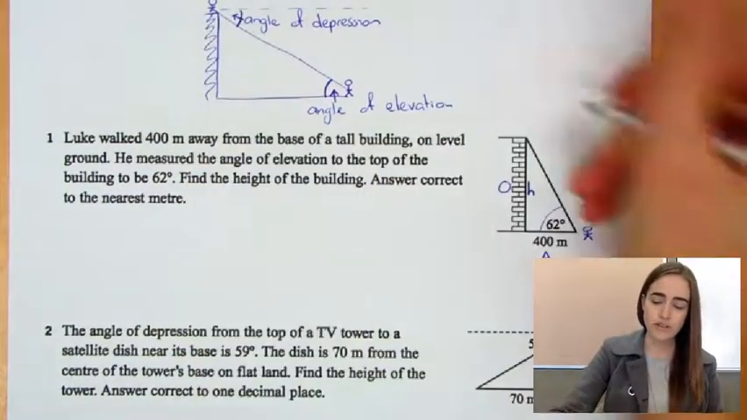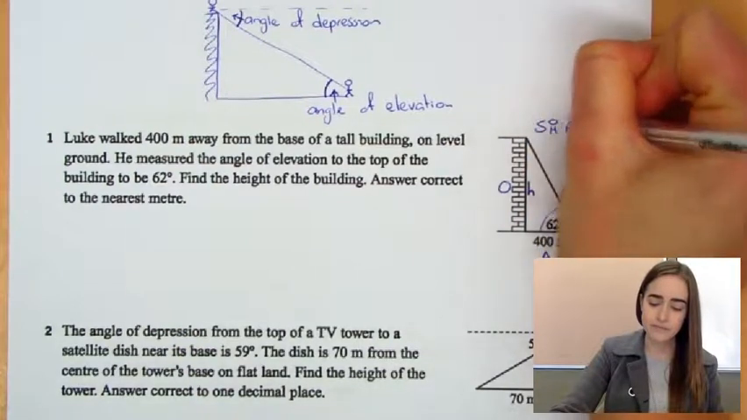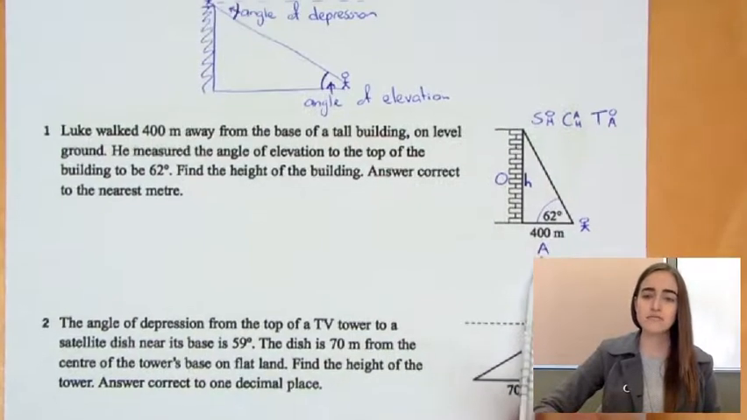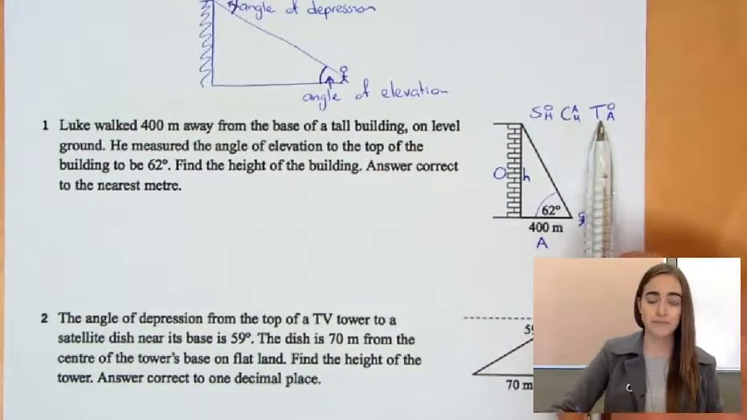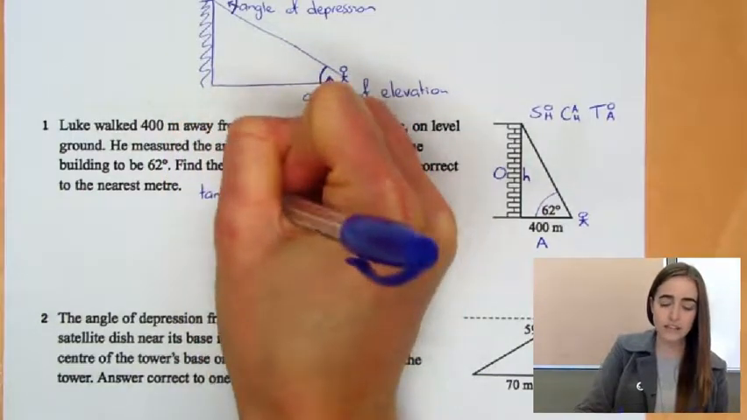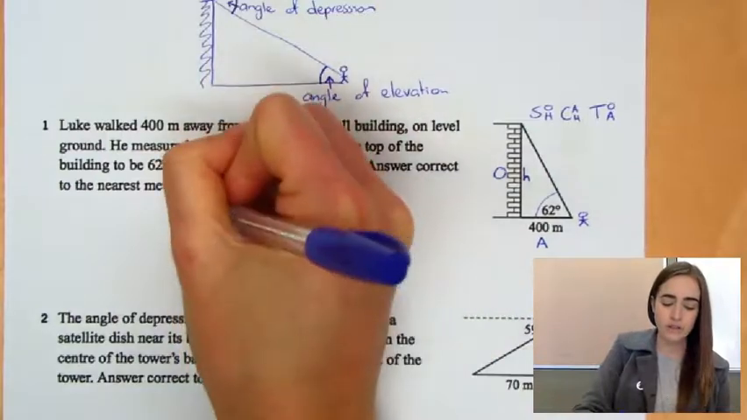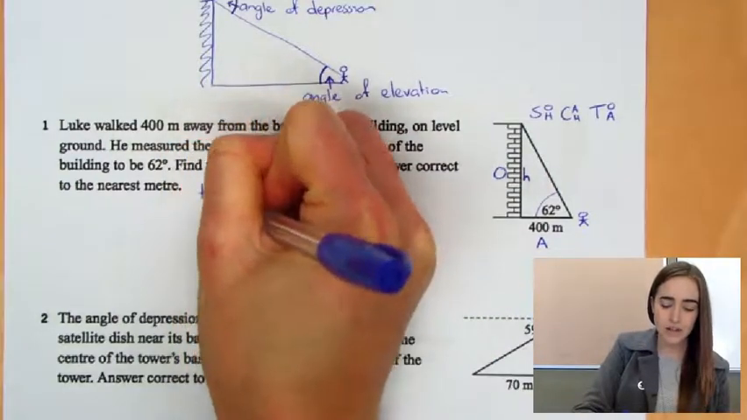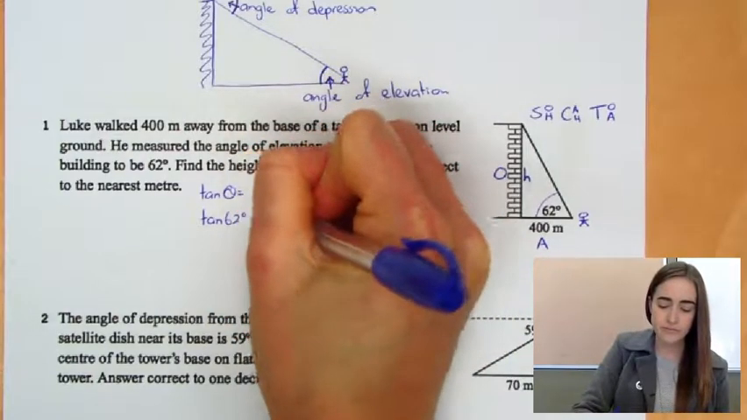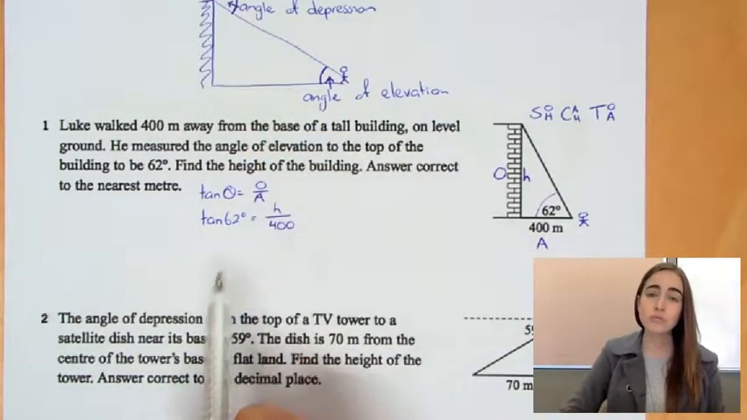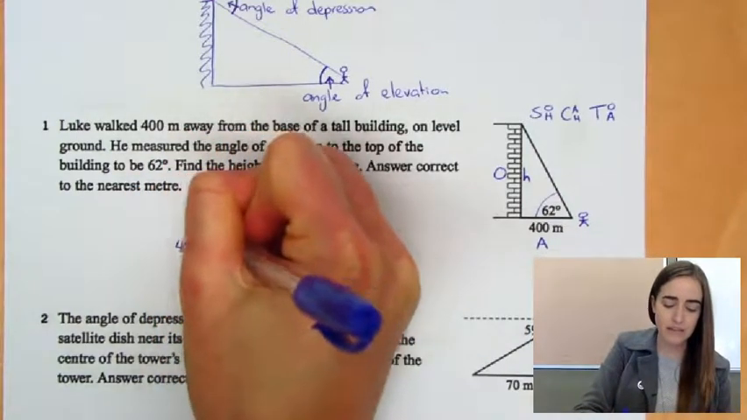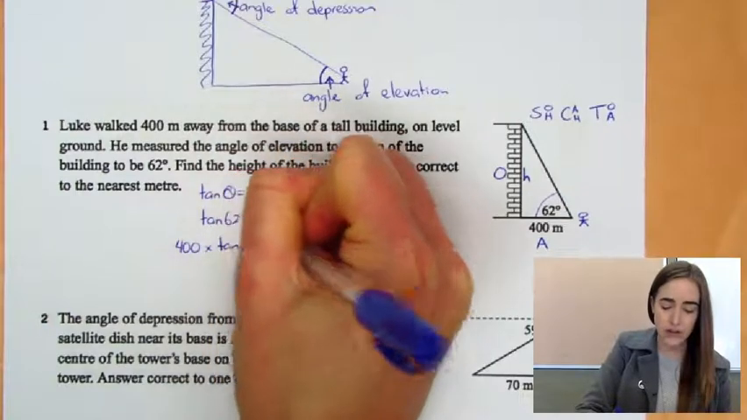But from this 62 degrees, that H is our opposite side, and our 400 metres is our adjacent side. So we know, if we're at SOHCAHTOA somewhere, we've got opposite and adjacent, so that means we're going to be using tan. So we're going to write tan theta equals opposite over adjacent, and then fill in what we know. So we've got tan 62 degrees is equal to H over 400. Now to get that H on its own, we're going to multiply both sides by that 400. We'll have 400 times tan 62 degrees is equal to H.